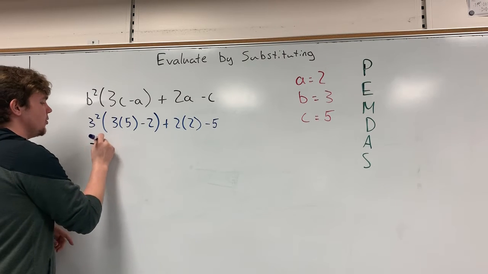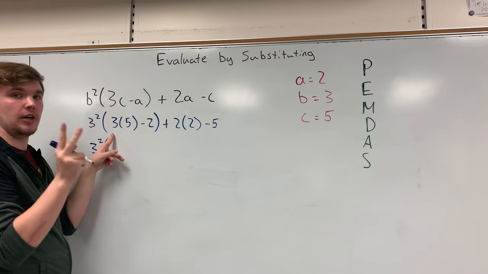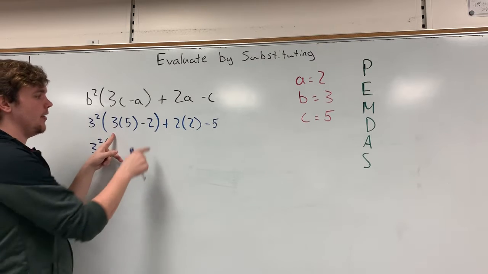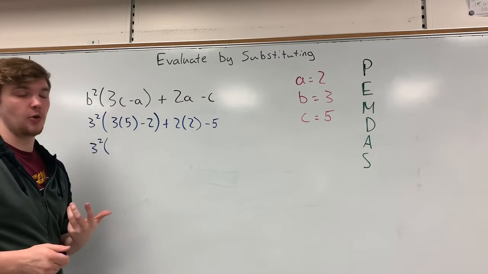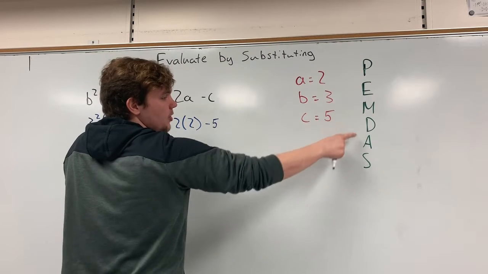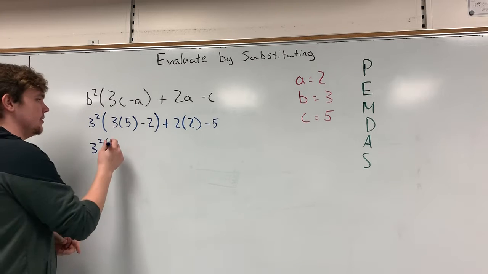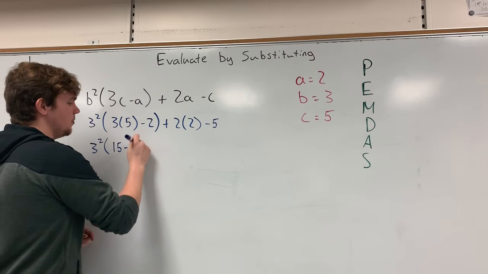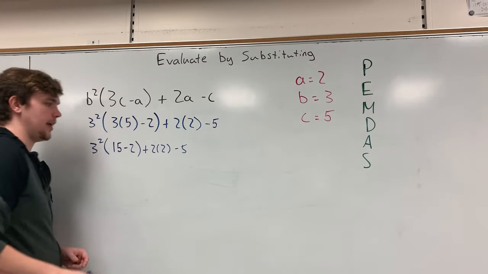So let's keep this 3 squared, and then inside my parentheses here, I have two different operations going on. I have multiplication right here, and I also have subtraction right here. So what should I worry about first, my multiplication or my subtraction? Well, multiplication comes before subtraction. So I'm going to go ahead and simplify this 3 times 5 before I do anything else. So 3 times 5 gets me 15, and then I still got minus 2, plus 2 times 2 minus 5, okay? So we're getting somewhere.